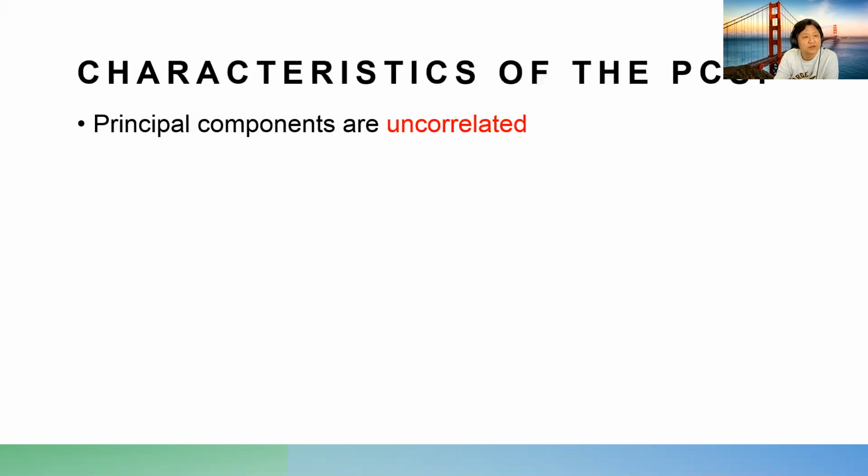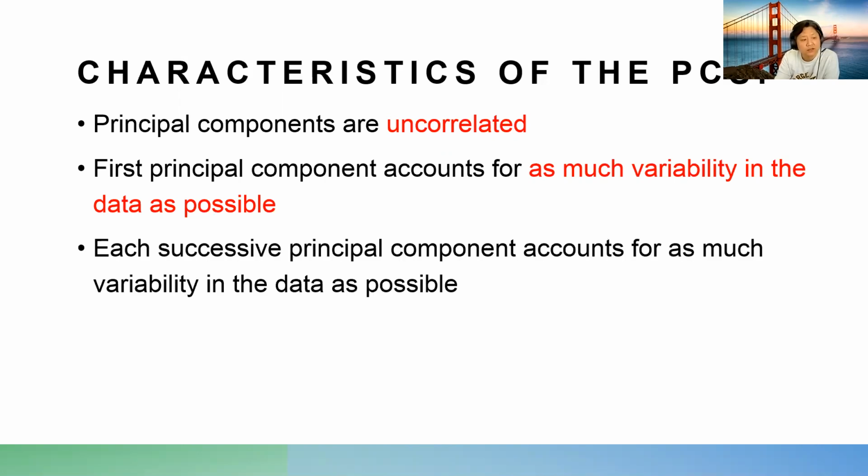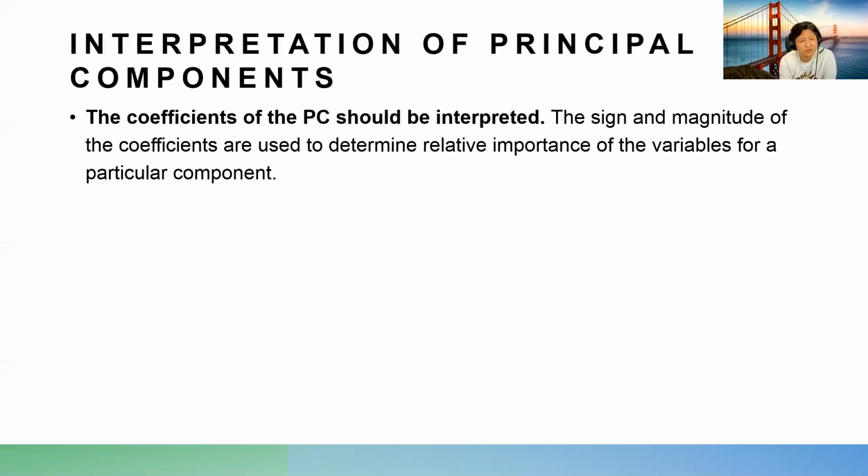Okay, so what are the characteristics of principal components? Principal components are uncorrelated. A very important characteristic, and this is the main difference from factor analysis as well. The first principal component accounts for as much variability in the data as possible, and each successive principal component accounts for as much of the remaining variability as possible, okay? And the interpretation of principal components: the coefficients of a PC should be interpreted, okay?